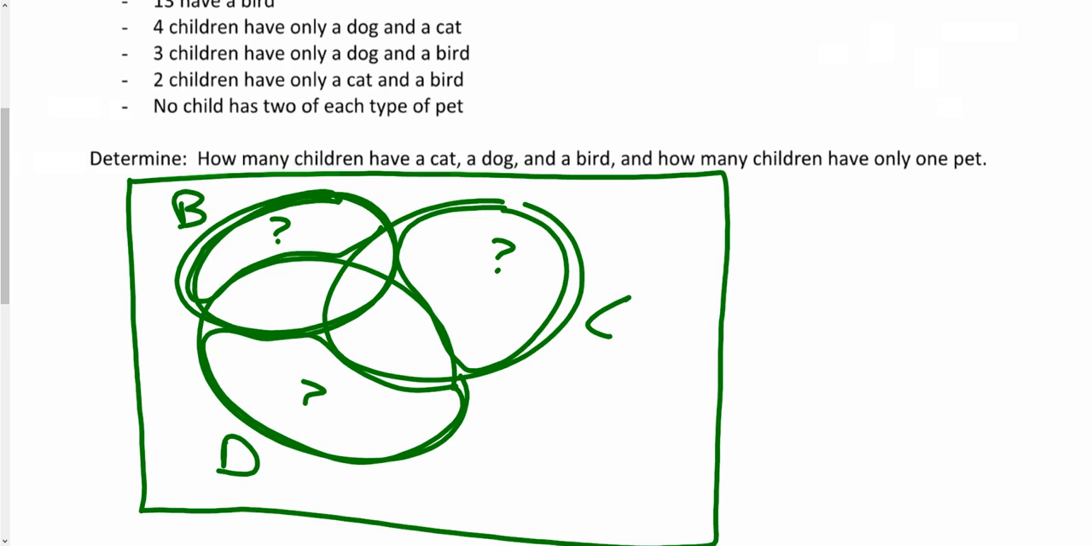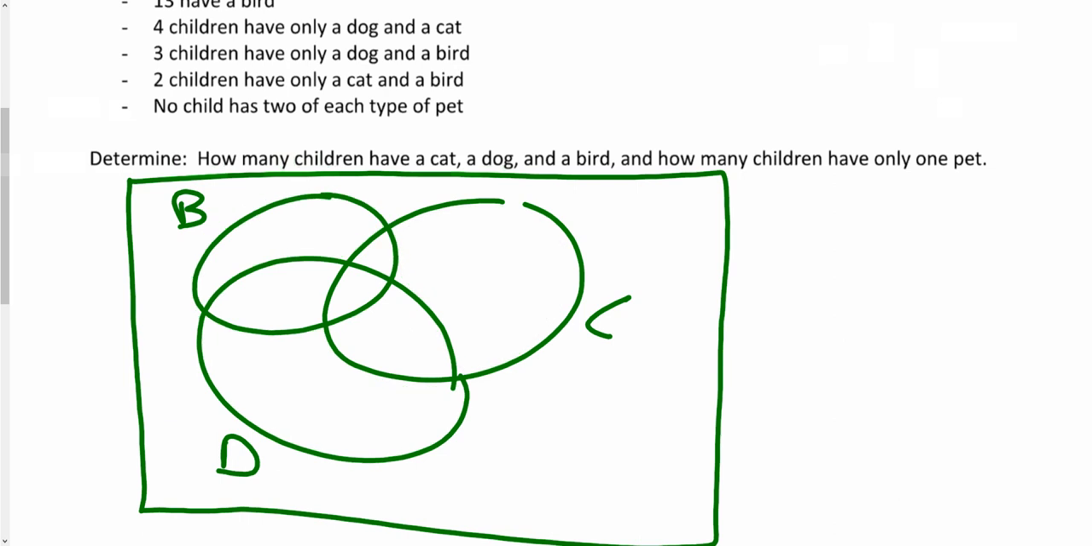I'm just going to clean this up. I've drawn a lot of lines. Okay, so this is what I'm looking for here: number of birds only, cats only, dogs only. Cool. So let's see what we got here. I know 4 children only have a dog and a cat. So dog and cat is this ring right here, and that's 4 of them. Because it stresses only, that means it goes there.